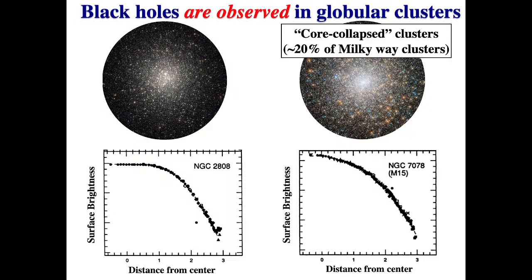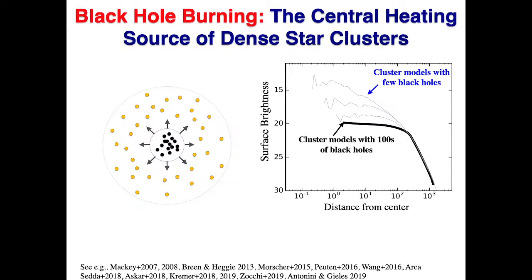This implies there must be some other energy mechanism operating that's delaying the onset of core collapse in the majority of clusters. And the consensus opinion that has emerged, and this has been complemented by these n-body simulations, is that these populations of black holes in the centers of clusters are the source of dynamical energy that delays core collapse. So let me walk through how this works.